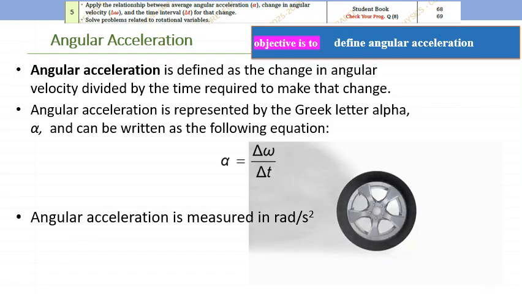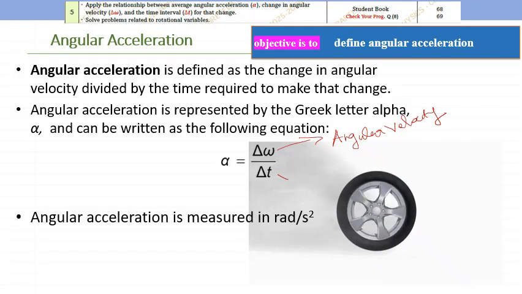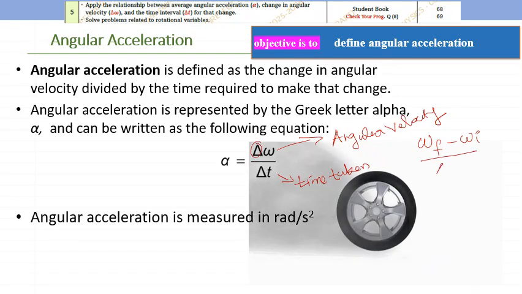So how do we calculate it? Using this equation: alpha is equal to delta W divided by delta T. Now, what is this W? You already know that it's angular velocity. And what is T? It's time taken. Now, how do you find the change in angular velocity? The change in angular velocity will be omega final minus omega initial, or W final minus W initial, divided by delta T. Delta T is also T final minus T initial. So this is how we will be finding the change.